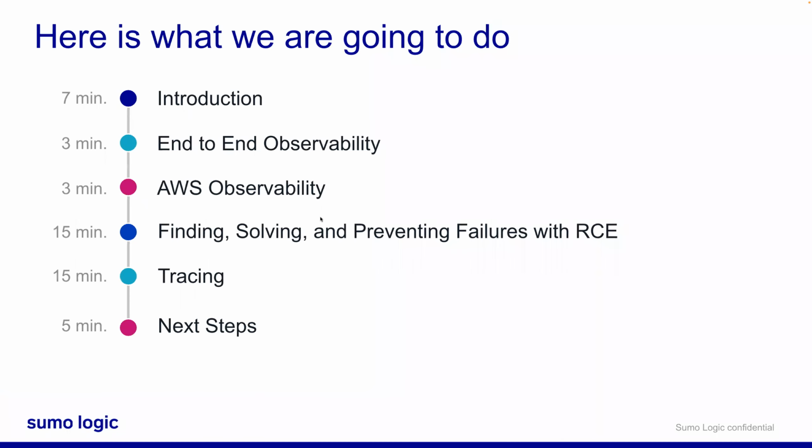And so here is a brief agenda. The introduction, which I'm starting to do now. Then I'm going to talk about end-to-end observability, just define it, make sure we're on the same page as far as terminology, things like that. Talk about AWS observability specifically, and then start to show you how Sumo Logic can help with all that. So how we can utilize Root Cause Explorer to, as it says here, find, solve, and prevent failures. How we can utilize tracing.